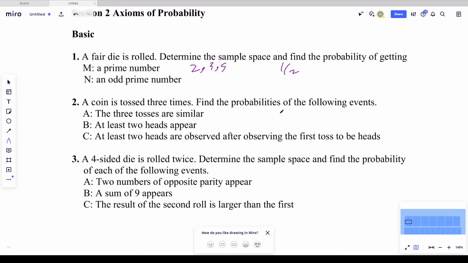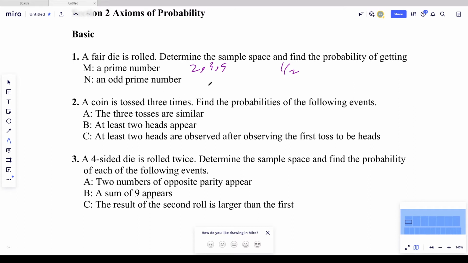Cardinality, by the way, is the number of elements in a set or in an event. So cardinality of prime is 3 because it's 2, 3, 5. There are 3 elements, so cardinality is 3. Cardinality of an event over cardinality of the sample space is going to give you the probability. That's just the formal way of doing things, if you ever come across them in university or something.